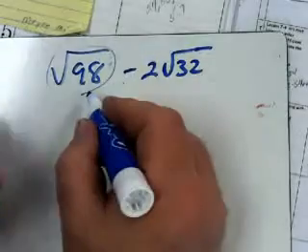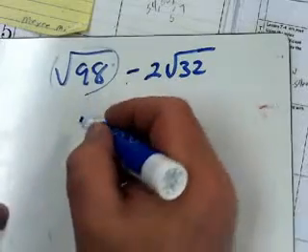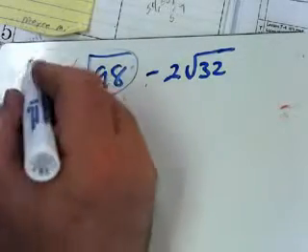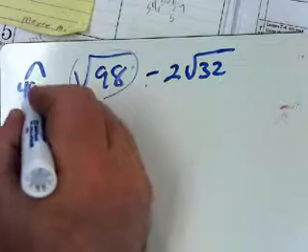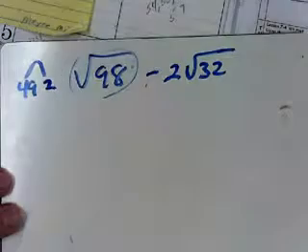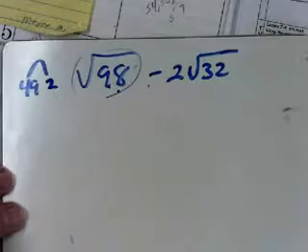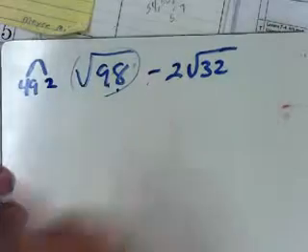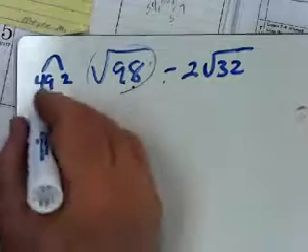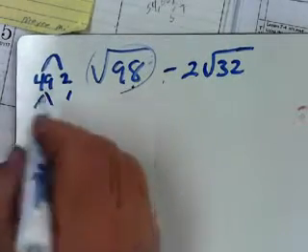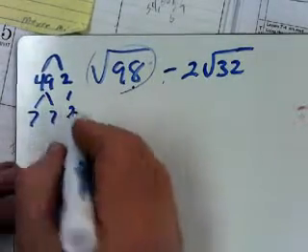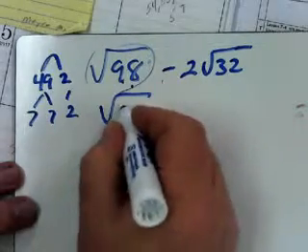98, can it be prime factored? For those of you that don't remember your division properties, can't 98 be divided by 2 because it's an even number? 2 times 49. Are there any 2 factors of 49? 7 and 7. So right now I'd have 2 times 7 squared, right?